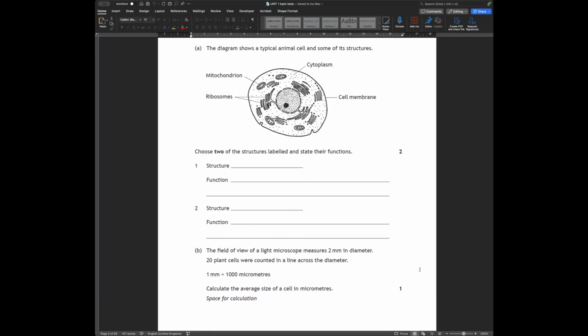Part A for this question, it says the diagram shows a typical animal cell and some of its structures. Okay, and we have to choose 2 of them and state their functions. So have a wee go at that just now. Choose 2 of these 4 and state their function. Okay, so hopefully you managed that.